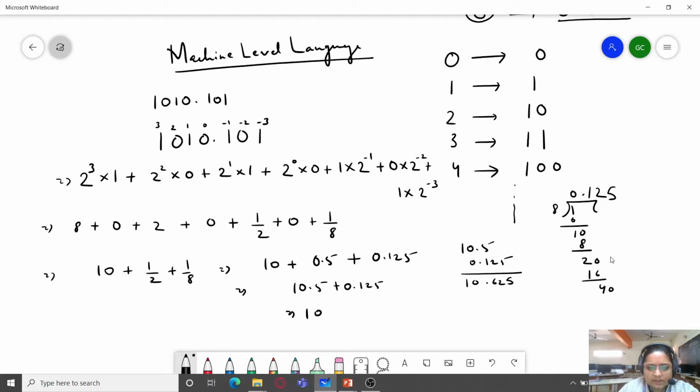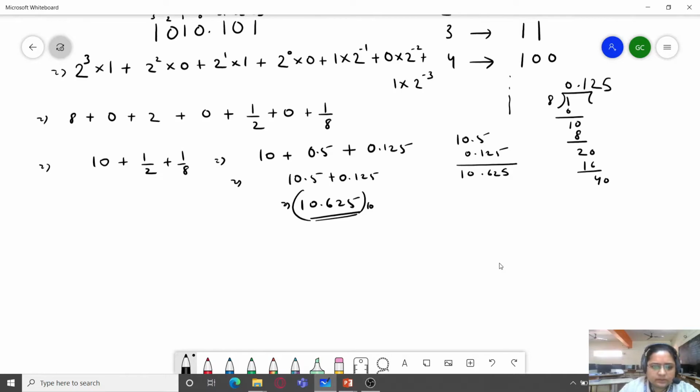So we get the answer as 10.625, which is the decimal representation of this binary number. So we can say in short that this number 1010.101, which is a binary number, when it is converted into a decimal number, becomes 10.625. This way, I can convert any binary number into its decimal counterpart.